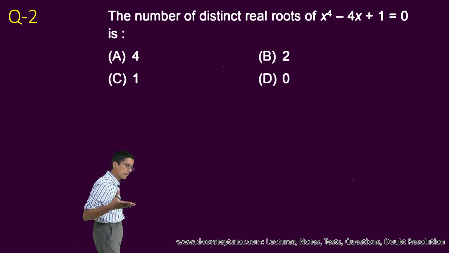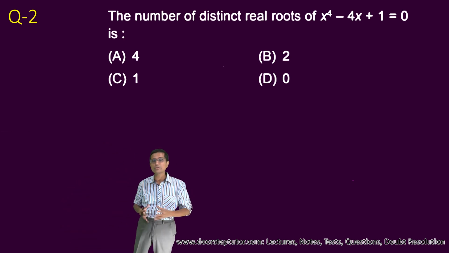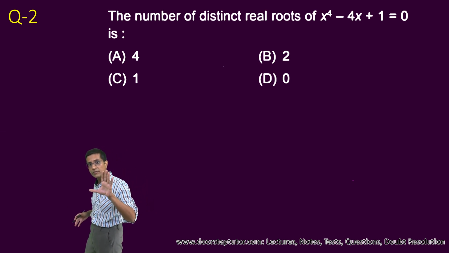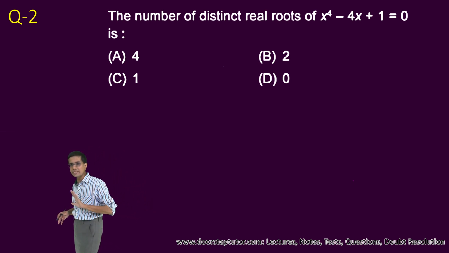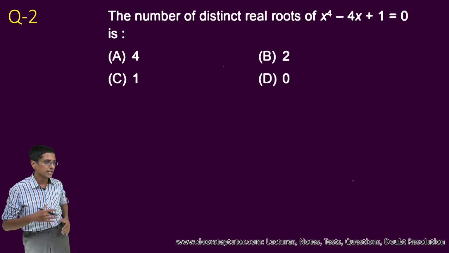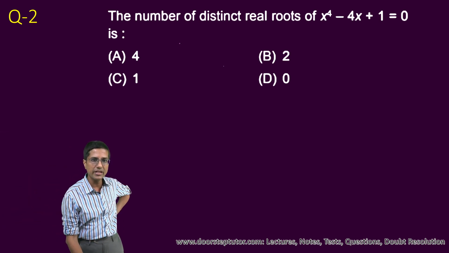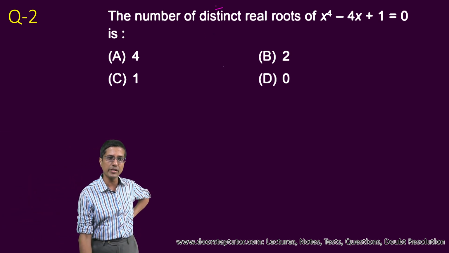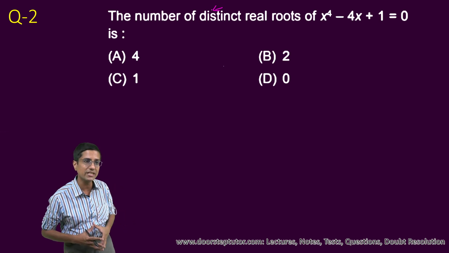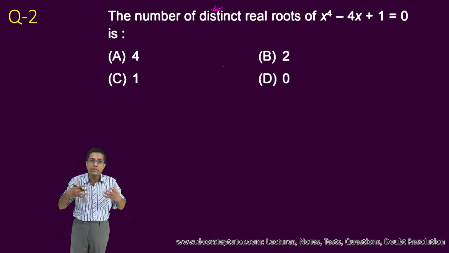Now this is the question on Rolle's theorem. If you know Rolle's theorem, then this is a very simple question. This is not complicated. All we are saying is that we need to find the number of distinct roots. We are not even required to find the roots. It's just asking how many roots there would be.